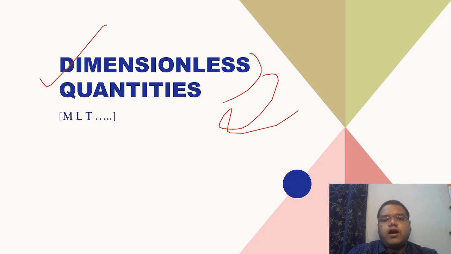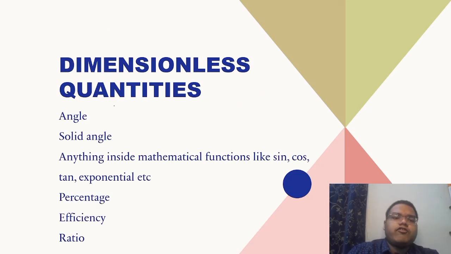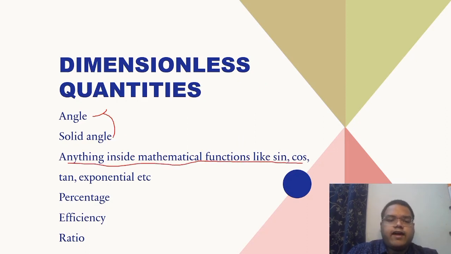Okay. Next, what are dimensionless quantities? Dimensionless quantities are those quantities which are independent of mass, length, time, etc. So M to the power 0, L to the power 0, T to the power 0, etc. Okay. Next, the dimensionless quantities are angle, solid angle, anything that is inside any mathematical function like sine, cos, tan, exponential, etc. Percentages, efficiency, ratio.